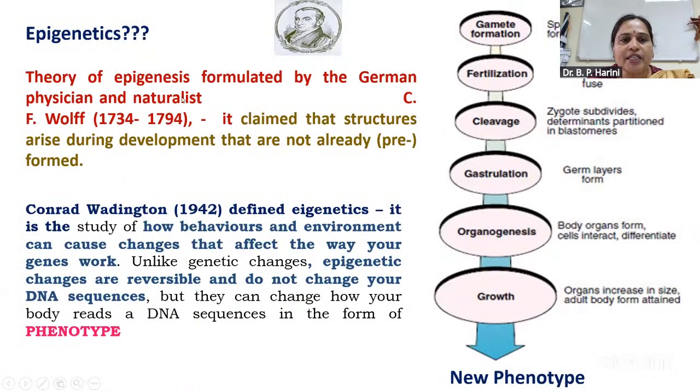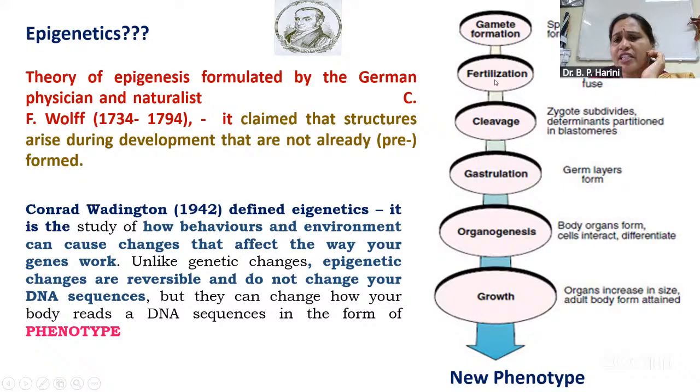So the theory of epigenesis was formulated by the German physician and naturalist F. Wolff. He claimed that structures arise during development and are not already preformed. Later on, in the 1700s itself, epigenesis was known, and then Conrad Waddington in 1942 defined the term epigenetics. It is the study of how behaviors and environment can cause changes that affect the way your genes work. Unlike genetic changes, epigenetic changes are reversible and do not change your DNA sequence, but they can change how your body reads a DNA sequence, in the form of phenotype.